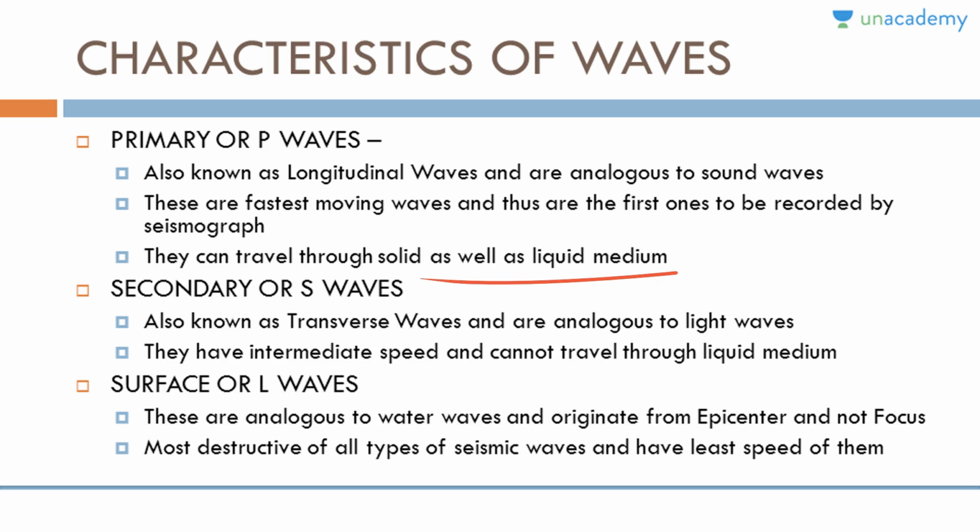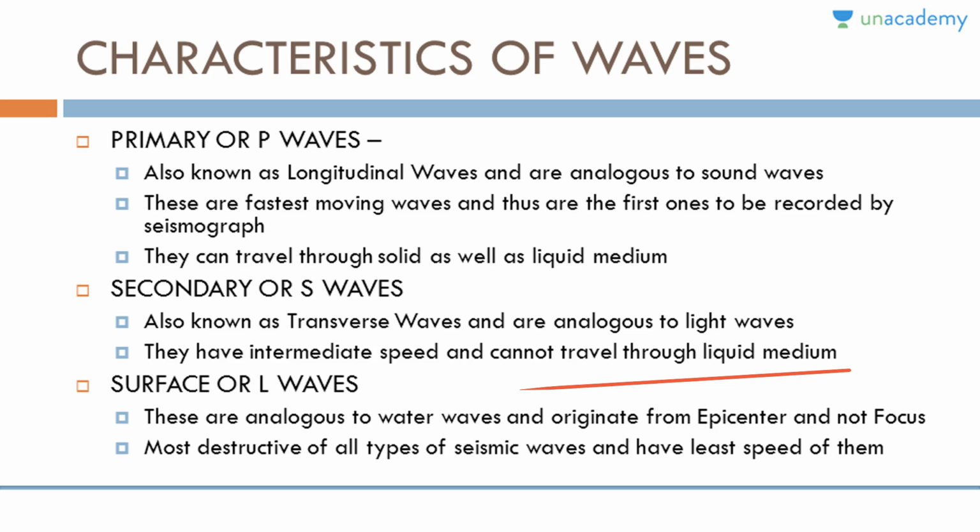The second wave, the S wave, or secondary waves, are also known as transverse waves, and these are analogous to light waves. They have intermediate speed between primary waves and surface waves, and they cannot travel through liquid medium.